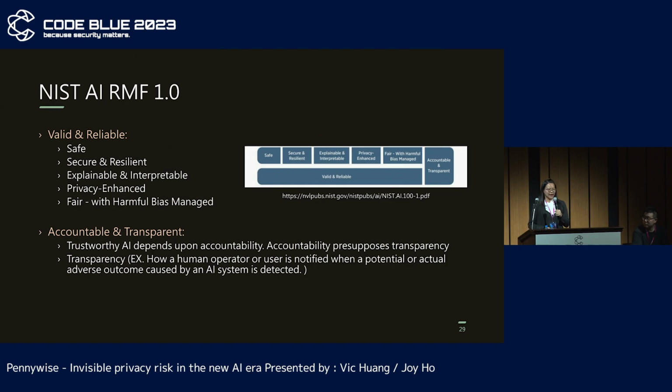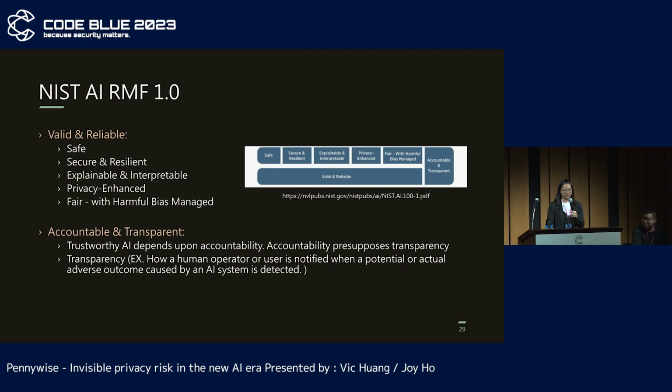Also, in the NIST AI RMF, there are some principles for AI development. First, we hope that AI could be valid and reliable, for example safe and secure, and also privacy enhanced and fair. We also hope AI to be accountable and transparent to build a trustworthy AI system.